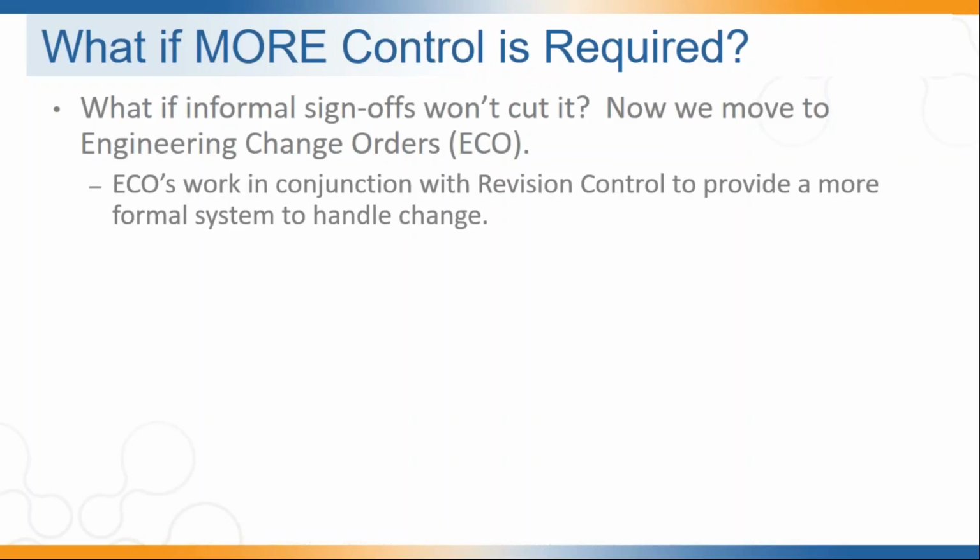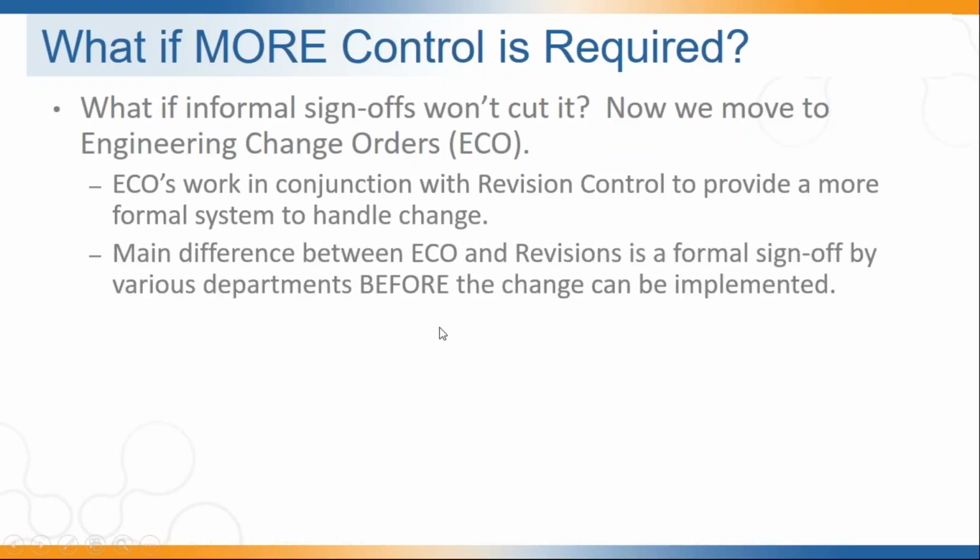Engineering change orders work in conjunction or along with revision control. They don't replace revision control, but they work with it to provide a more formal system to handle change. So you might think of engineering change orders as being an umbrella over the revision control system. They guide and protect each revision. The main difference between the engineering change order and revisions is a formal sign-off by various departments before the change can be implemented.